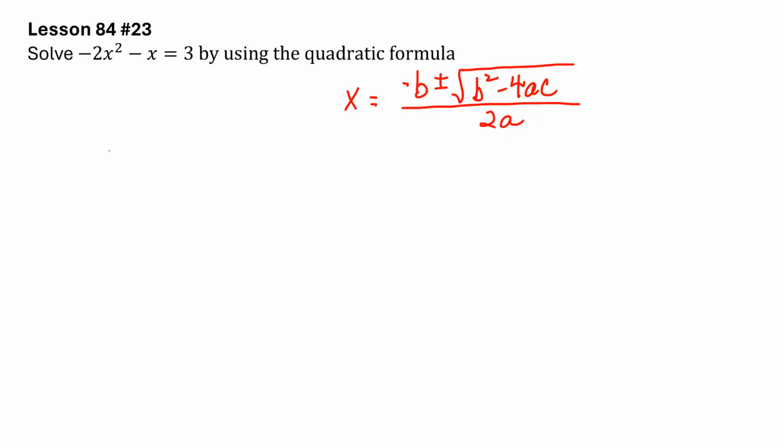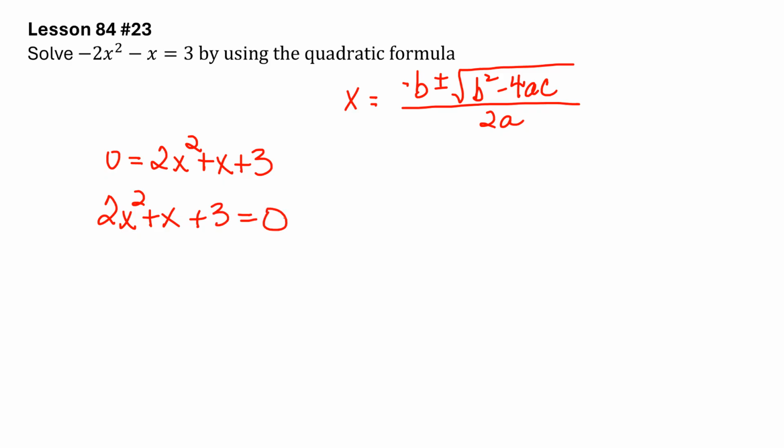So I'm going to have 0 on my left side, and on the right side, I'm going to have 2x squared plus x plus 3. And I'm just going to write that the other way around because that's how we usually write equations. All right, so everything on one side, set it all equal to 0.